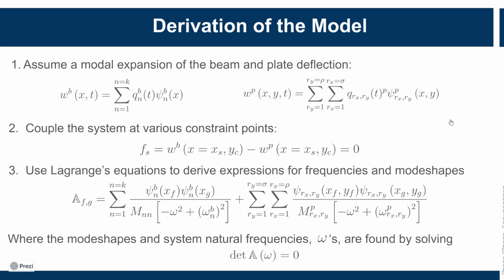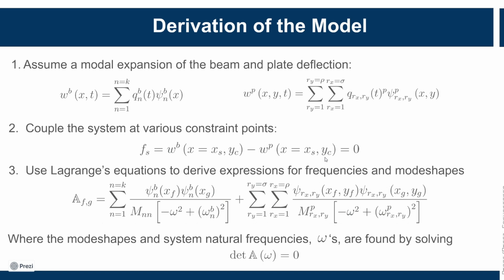We start out in typical Rayleigh-Ritz fashion by assuming that the deflection of the beam, WB, and the deflection of the plate, WP, can be represented in a modal expansion, where psi represents the mode shape of the component by itself, and Q represents the generalized coordinate, or weighting factor. We will then couple the system by stating that the deflection of the beam and the plate at points xs, yc must be equal to each other.